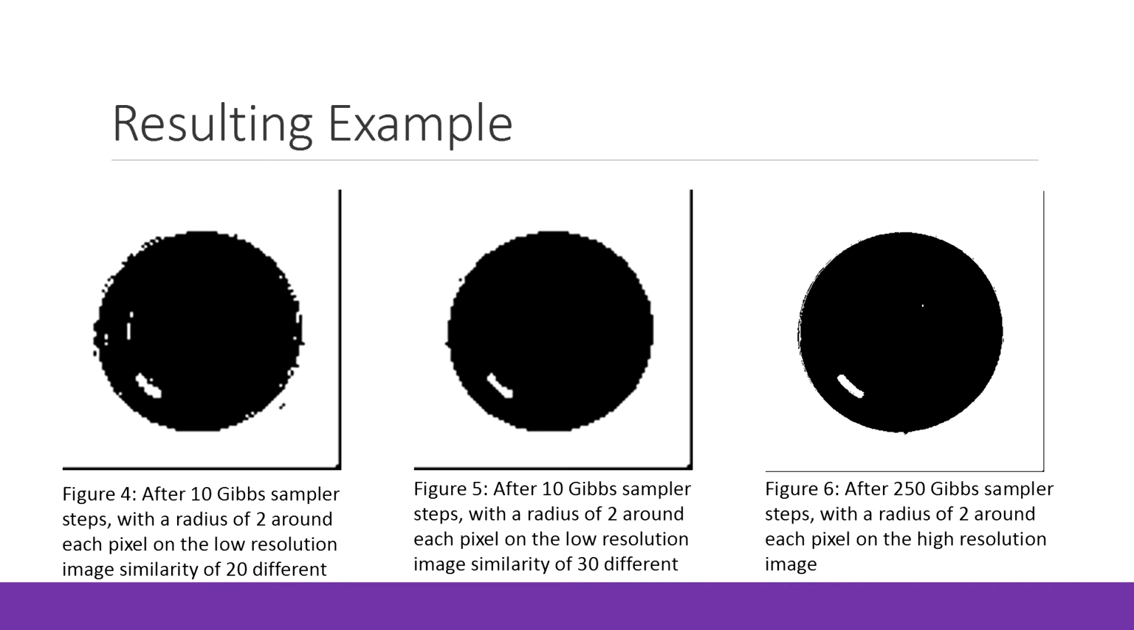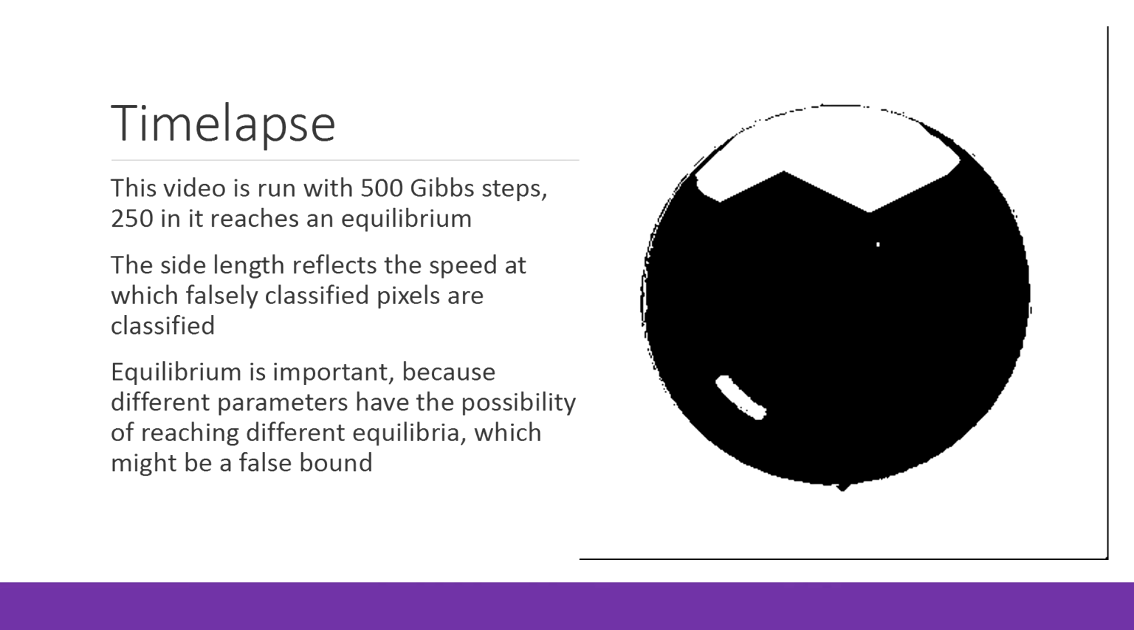In figure 5, we have the same other things, except we change the similarity function to 30 different, and you can see that the bound becomes significantly cleaner. And then lastly, we have the image converted to a higher resolution. For this one, the bound is a little bit rough, because we also use the image similarity of 30 different, but the bound is still a little bit rough. But what you'll notice is that we have a lot more clarity in the image due to using the high resolution, but it also took 250 Gibbs samplers instead of only 10. And we'll see in the next slide why this is.